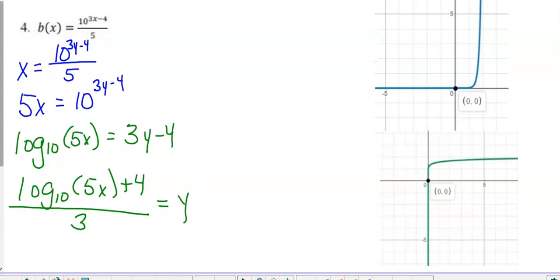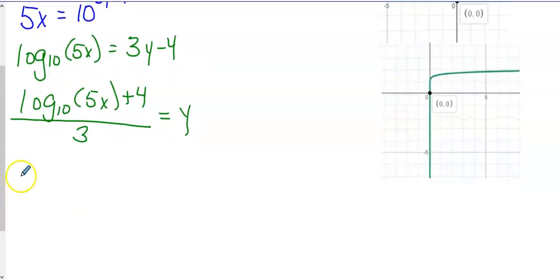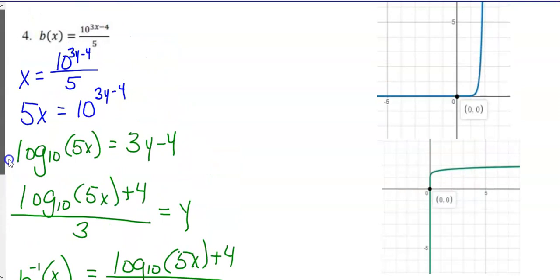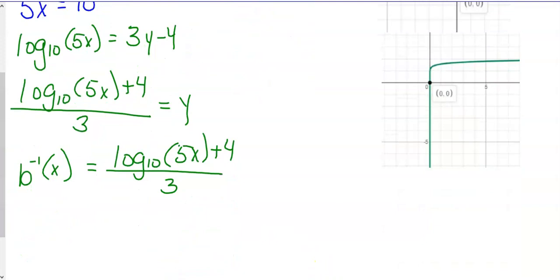So all I need to do now is just rewrite this as the inverse of b of x. Okay, trying to save some time on our video. Let's look at the blue domain. You may have noticed by now that all the domains on these are the same. And then the green one, switch the domain and range.